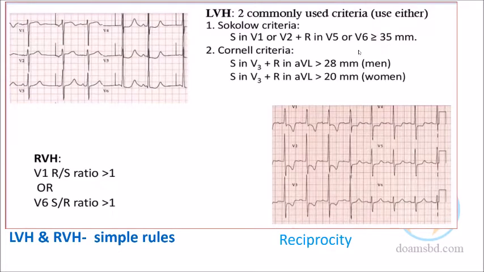You may not get all of this on every ECG, so we have to follow the Cornell criteria: SV3 plus R in aVL, in men and women.